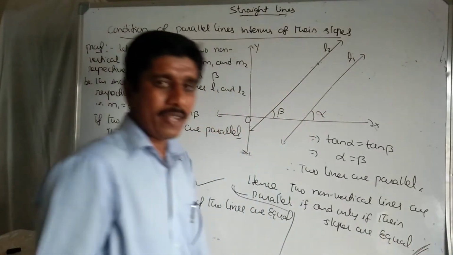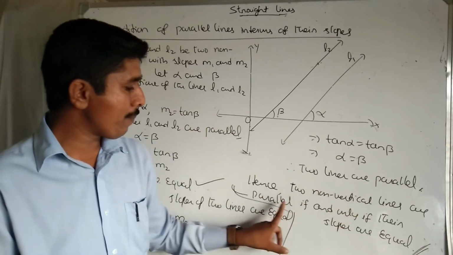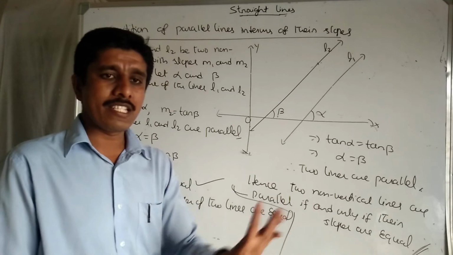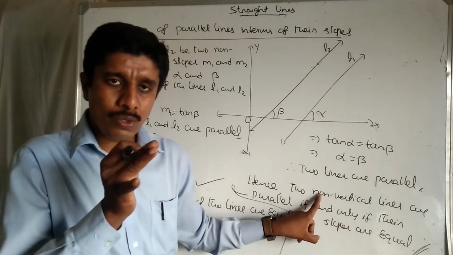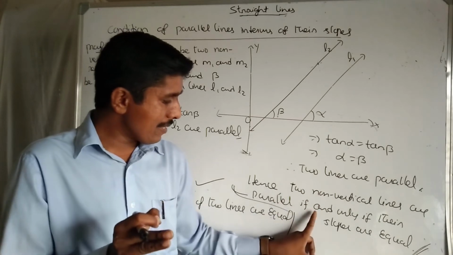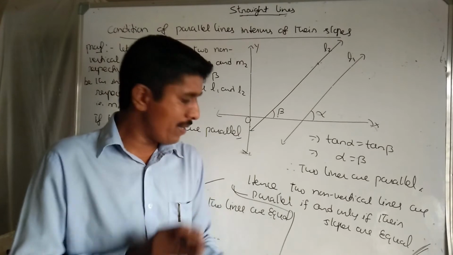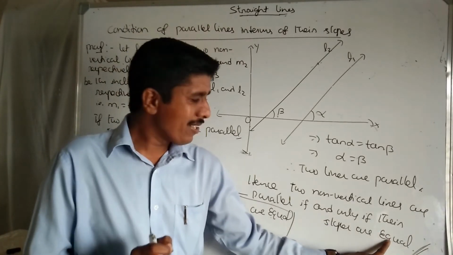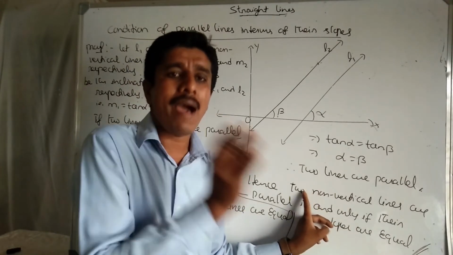Their slopes are equal. Two non-vertical lines are parallel if and only if their slopes are equal. This means if two lines are parallel, then their slopes are equal. Conversely, if the slopes of two lines are equal, then the lines are parallel.